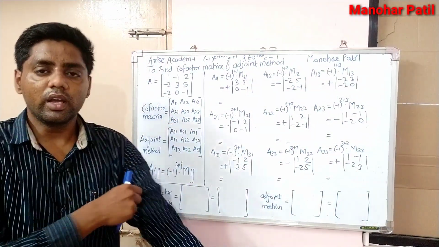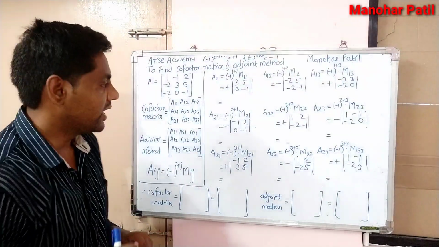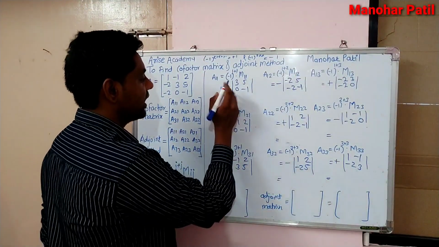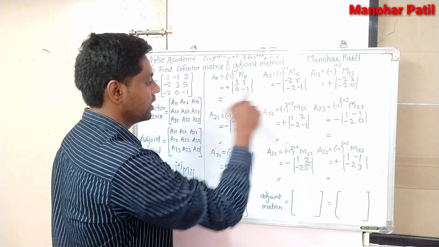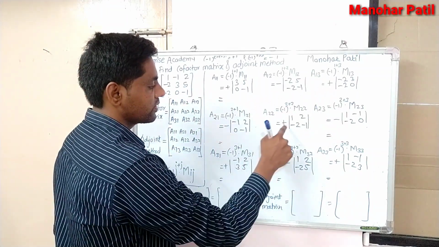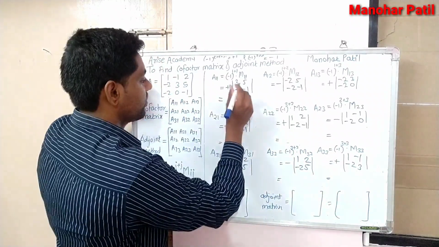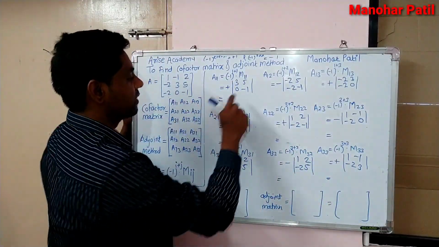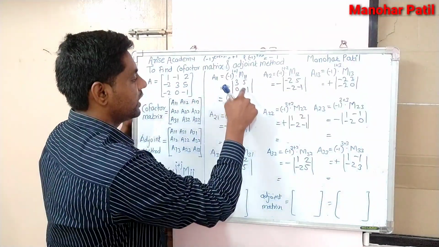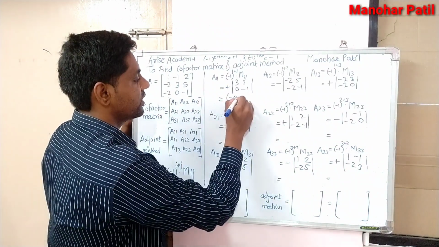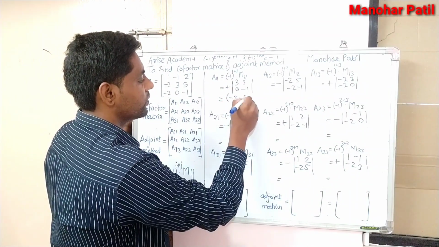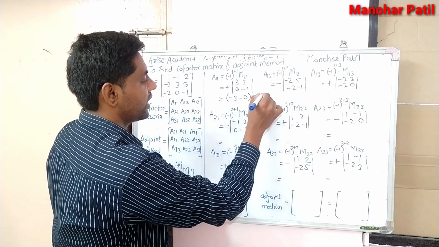Then everyone knows how to find the value of a determinant. So find the value of the determinant. Here the sign pattern is plus, minus, plus, minus, plus, minus, plus, minus, plus. We start to find the value of the determinant. 3 into -1 minus 3, minus 0 into 5, 0. So the answer is -3.